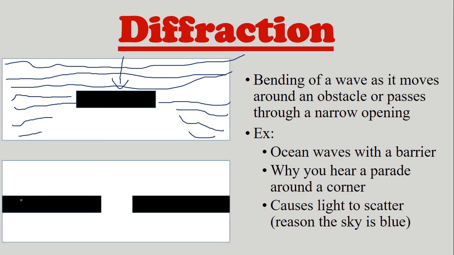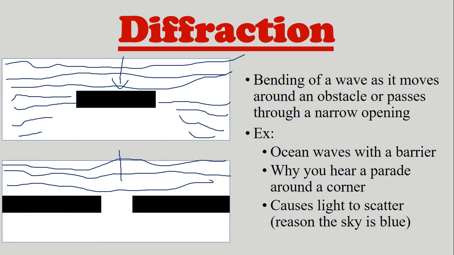The other one, okay, we're going to have barriers, but there's going to be an opening in it. So we have waves coming in like this. They're going to come in. These waves are going to squeeze through this little opening. And when they come out, they're going to fan out. I kind of think this looks like a smiley face when I do it. But this is how diffraction would work if there's a little opening in the barriers.